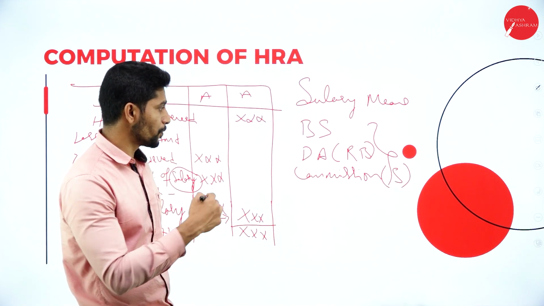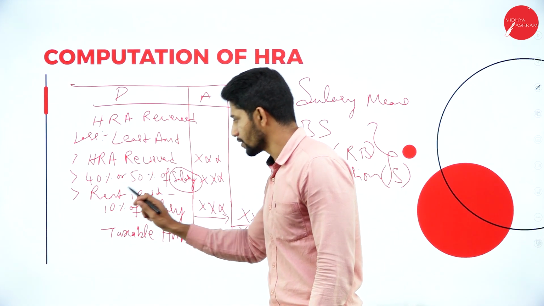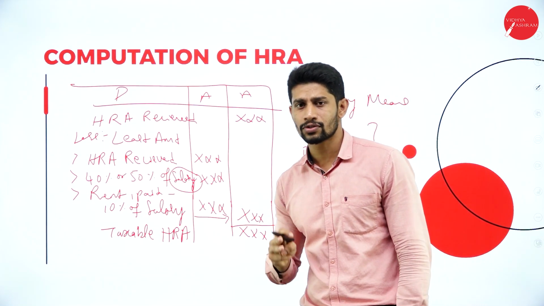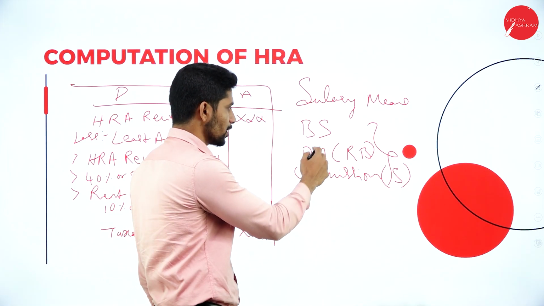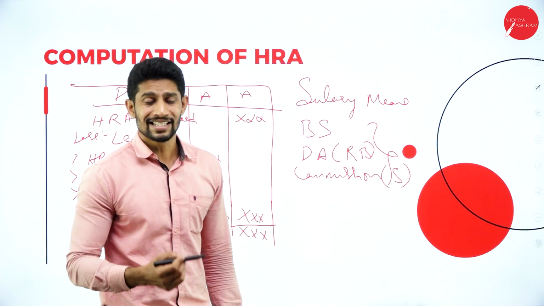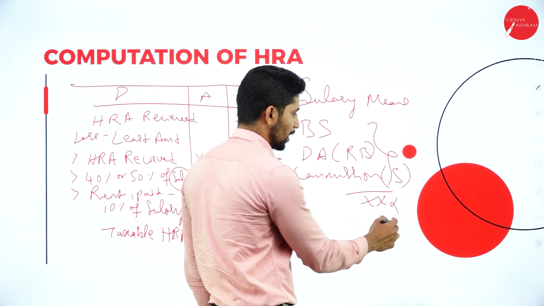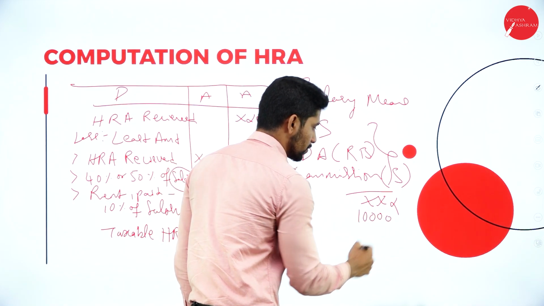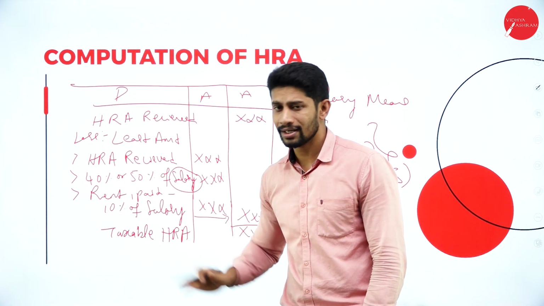So while you are computing salary, to compute 40% or 50% or 10% of salary, you are supposed to take 3 components. Those components are basic salary, DA, commission. And the DA should be a part of retirement benefit and commission should be on sales. Then only you're going to take all 3 and total these 3. Let us say you got 10,000 rupees. On this 10,000, you're going to do 40%, 50% or 10%.